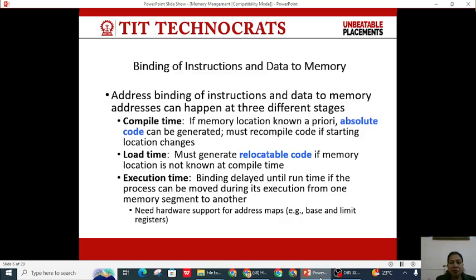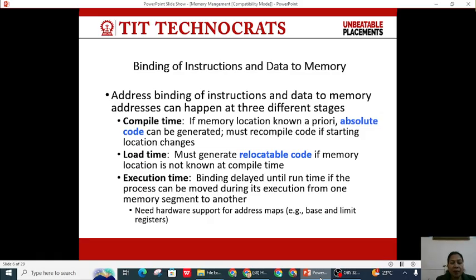Binding of instructions and data to memory. Address binding is basically binding the process into memory, and this binding can be categorized into three types: compile time binding, load time binding, and execution time binding. Compile time binding: if the memory location is known in advance, then absolute code can be generated. Whatever code is generated, the process is kept as it is in memory.